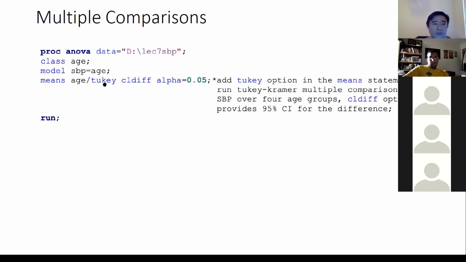In SAS, you can use the option Tukey, but that has to be in the means statement. Remember, that's not in the model statement. You have to put it in the means statement.